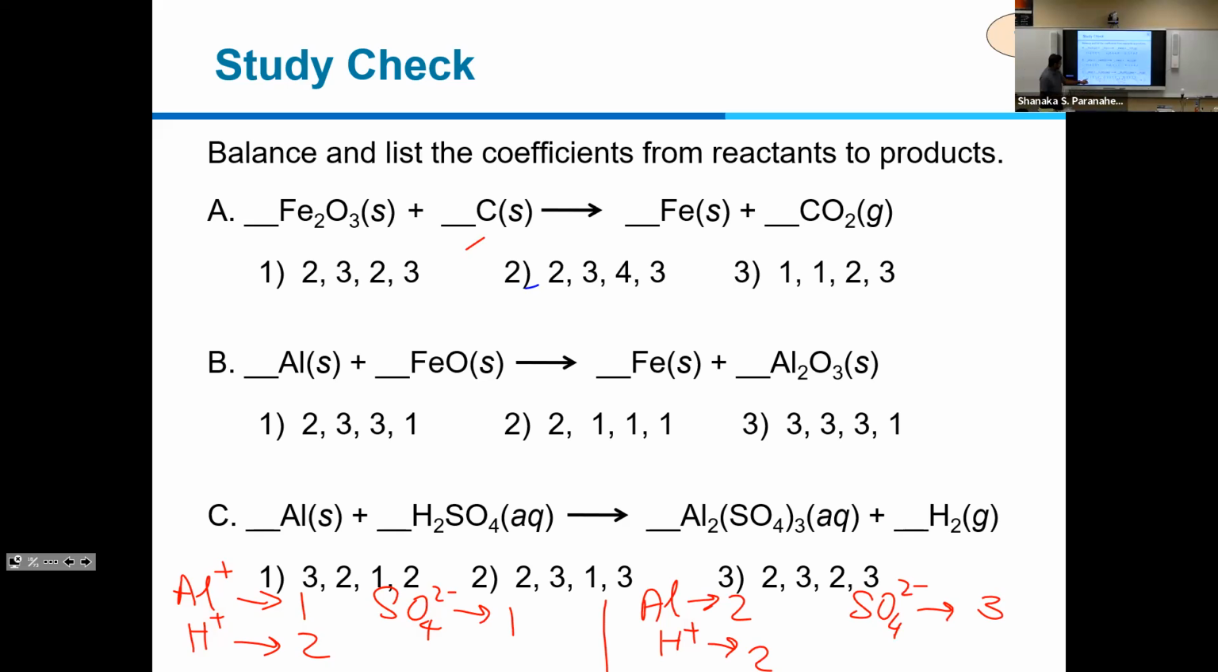So just one aluminum ion and two H plus ions, one sulfate group. So two aluminum ions, three sulfate ions, and two H plus ions, or two hydrogens.